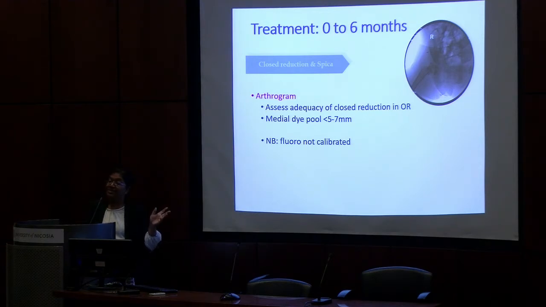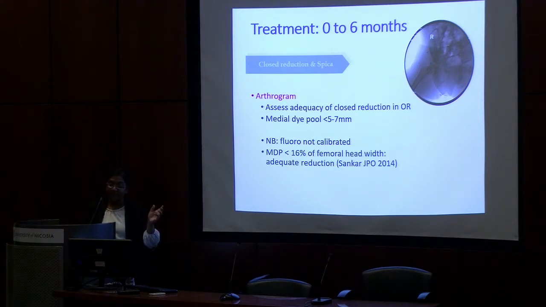And in the past we've said, well, you should have a medial dye pool of less than 5 to 7 millimeters. But the fluoroscopy we use doesn't have those measurements on it, so you can't really use that number. So more recently there was a study that said if the medial dye pool is less than 16% of the femoral head, then that's a good sign that you've got a good reduction, because then you're just comparing a percent rather than actual figures. And then of course, if there's a dye pool, you know there's something that's preventing your reduction.